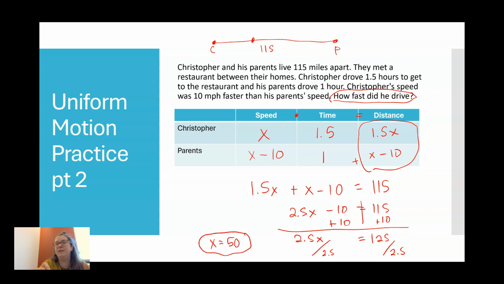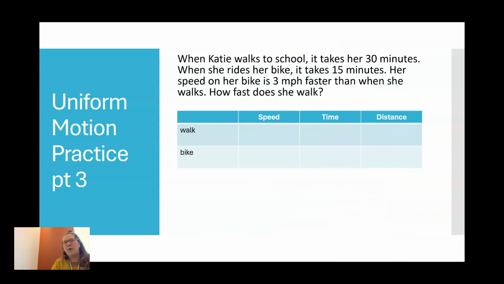X is 50. So Christopher was driving 50 miles an hour. His parents were driving 40 miles an hour. It looks simple to watch. It's so much harder to do. All right. If you're feeling confident, pause the video, try this all by yourself. If you're not, stick with me.